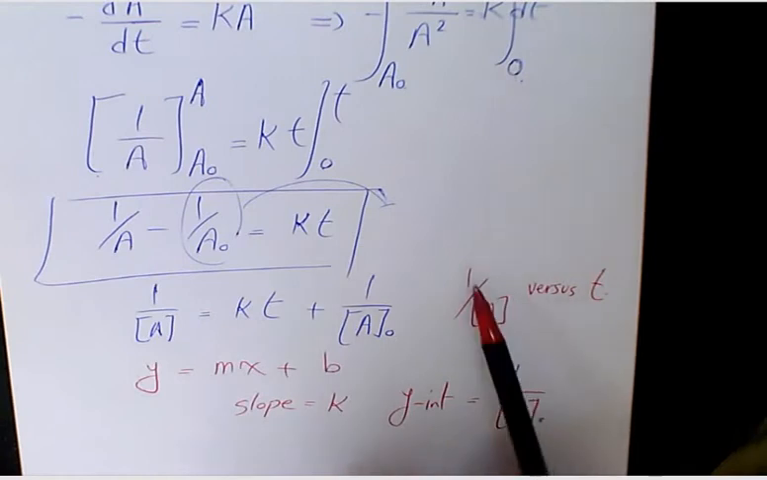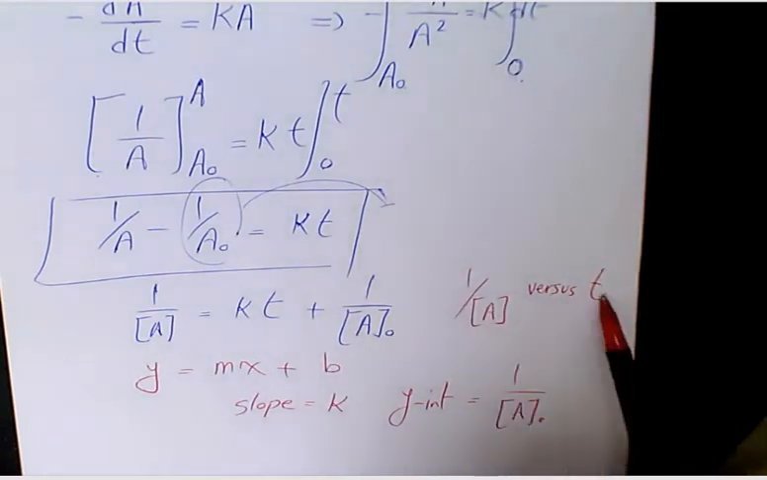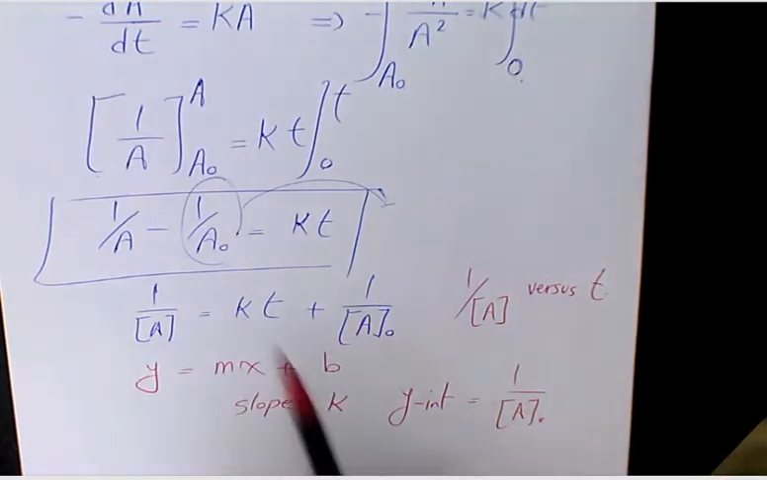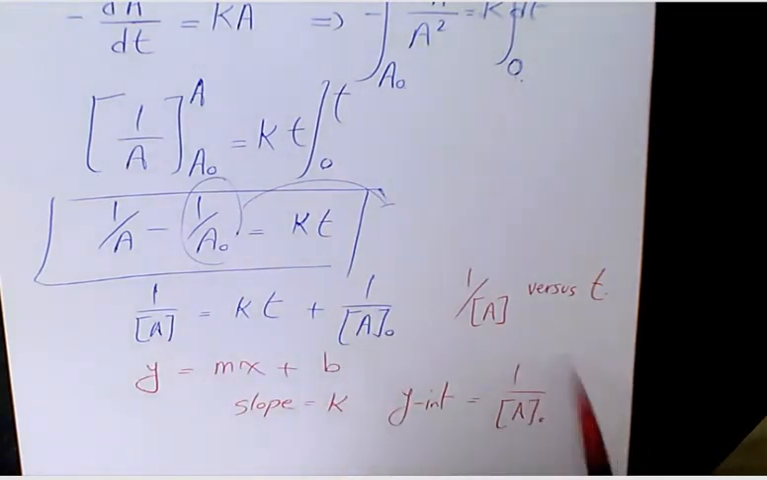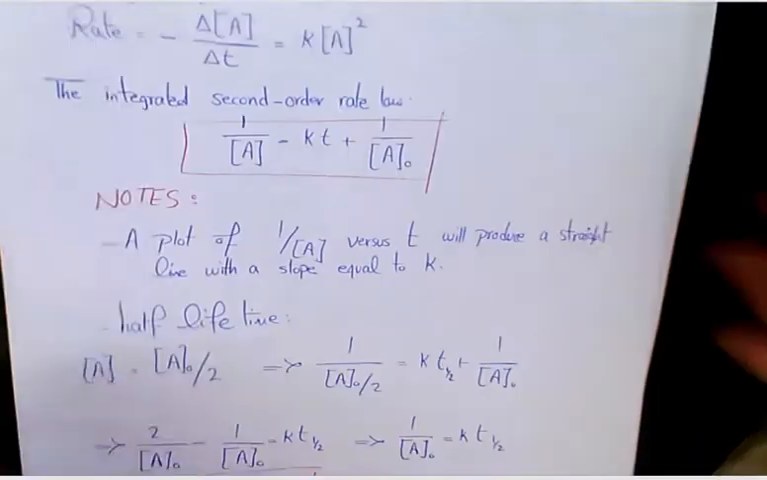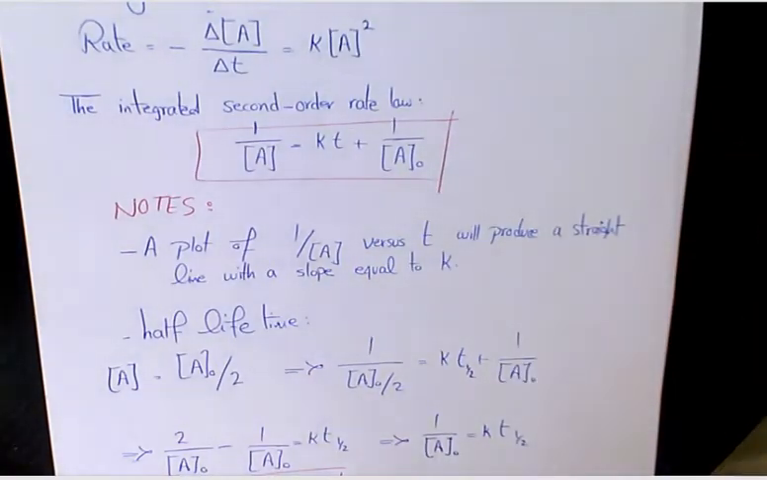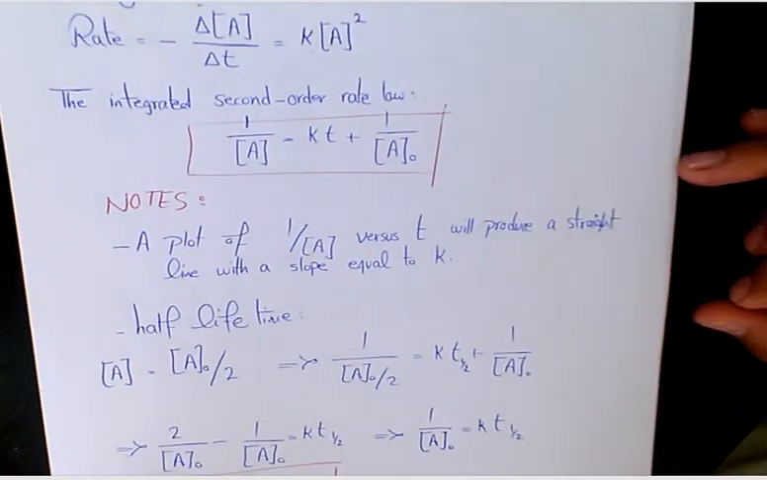So again, when you graph 1 over the concentration versus time and you end up having a straight line, it means that you are dealing with a second order reaction, and the slope is going to be equal to k, which is the rate constant, and the y-intercept is going to be 1 over the initial concentration of A. So let's go back to the original note. We end up having this integrated form of the second order reaction.